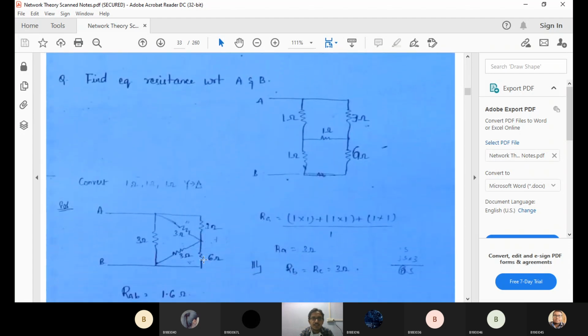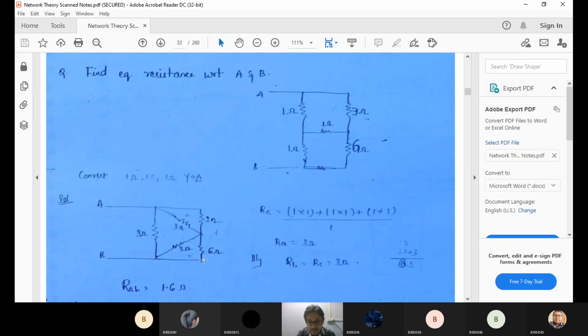So okay, let us explain this star to delta and delta to star transformation with a suitable example so that we can understand comfortably.